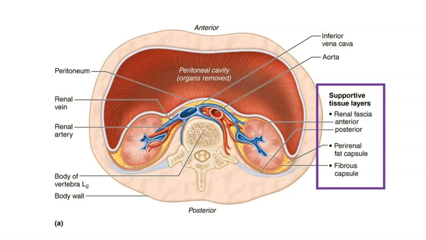And finally, we have another thin layer of connective tissue that wraps around the perirenal fat capsule and the kidney itself. This more superficial layer is called the renal fascia. The renal fascia's job is to anchor the kidney and the perirenal fat capsule to nearby structures. So it keeps the kidney secure in its location at the base of the rib cage there.